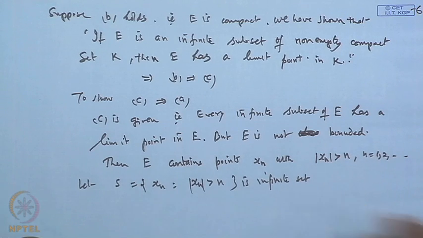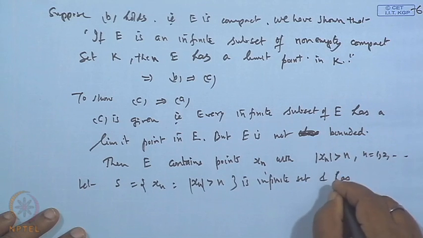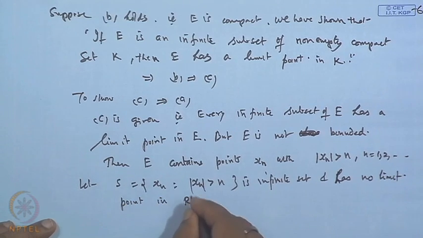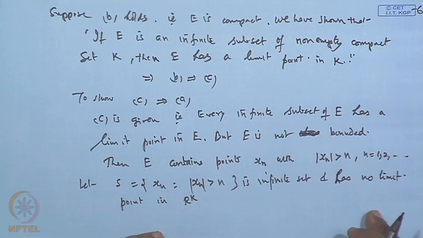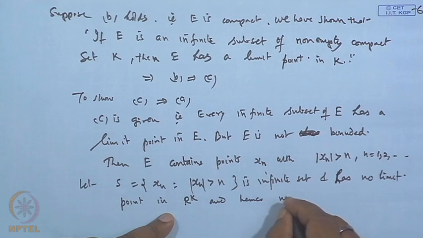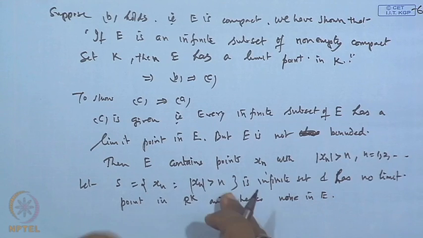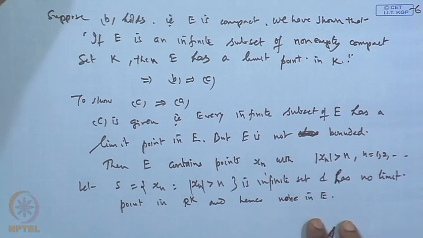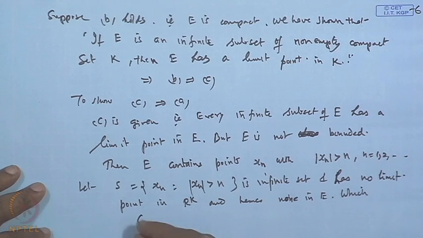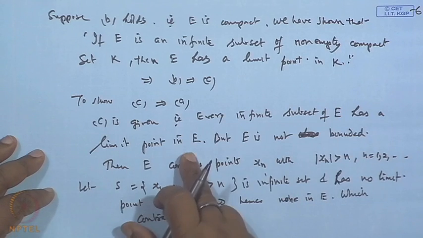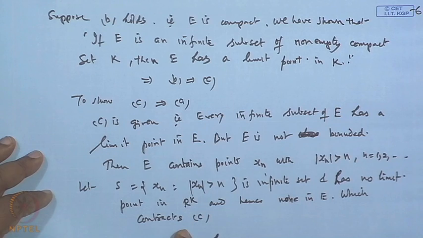So, it is an infinite set, and clearly it has no limit point in R^k, and hence none in E. This sequence will not have any limit point in E. But this contradicts C, because C says that any infinite subset of E must have a limit point in E. S is an infinite subset of E, but it does not have a limit point in E. So, this implies that E is bounded, and then closed.